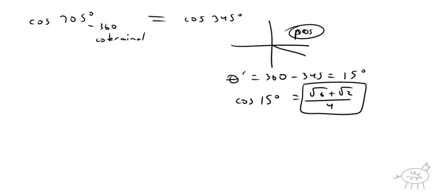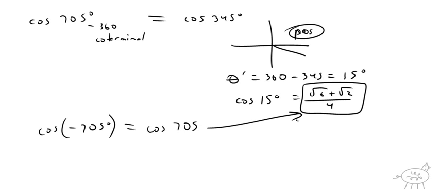Okay? Really not bad at all. What about, here's another problem. Cosine of negative 705 degrees. Ugh, it's brutal. Isn't cos positive? Cosine of 705, which is that.